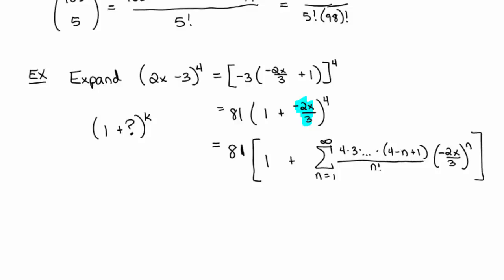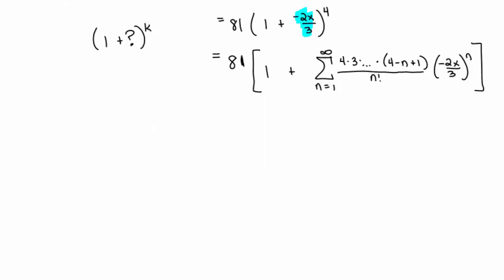Okay? And if you really want to, you could distribute that 81. So you could say that's like 81 plus 81 times, and now you can start your expansion. When n is equal to 1, you're going to look at the final number here. When n is 1, you're going to start at 4 and go all the way down until, remember, n is 1, so 4 minus 1 plus 1 is 4. So you're just going to start at 4 and end at 4. Downstairs, it's 1 factorial, and you're multiplying that by a negative 2x over 3 to the first. Plus, now n is going to be 2.